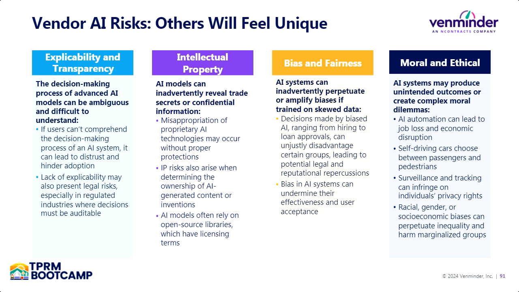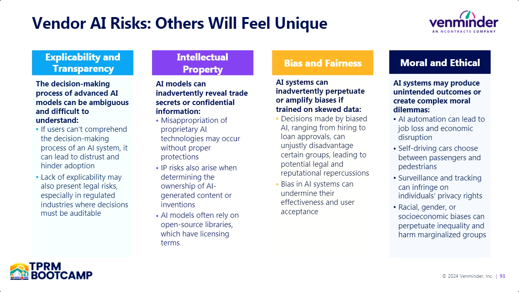We also have intellectual property risk, right? So not only can these AI models sometimes inadvertently reveal trade secrets or confidential information, but we also have the question of who owns the product once it's generated. Who owns that cookie image or that generated song or content?